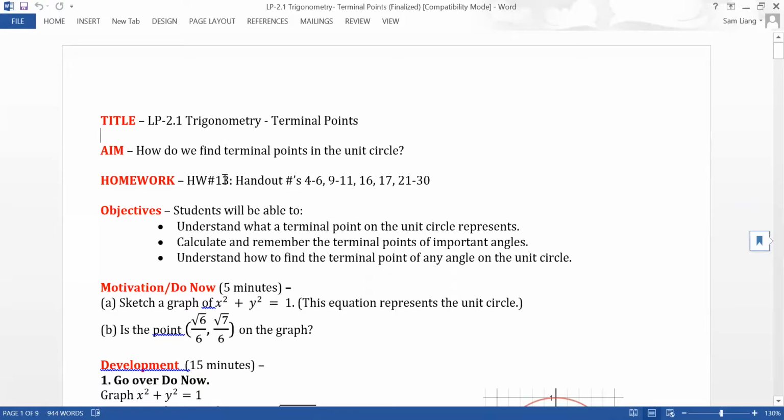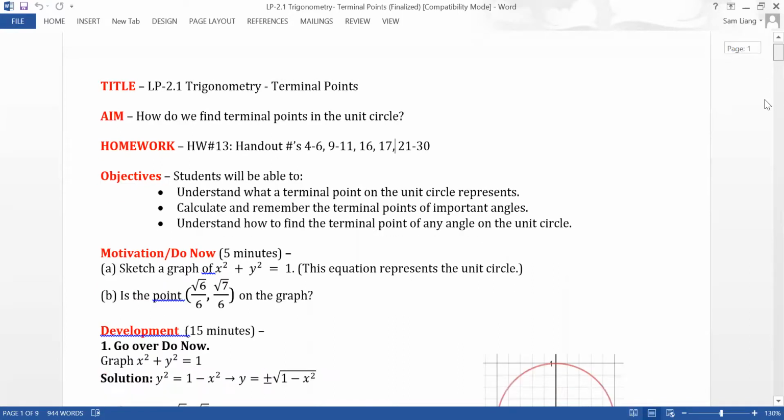Homework number 13 is going to be on a handout. Only these problems, 4 to 6, 9 to 11, 16, 17, 21 to 30. Okay, these are going to be quick. So 21 to 30, I know it's a lot of questions here, but they should be quick questions. All right, I'm going to actually jump into the do now.